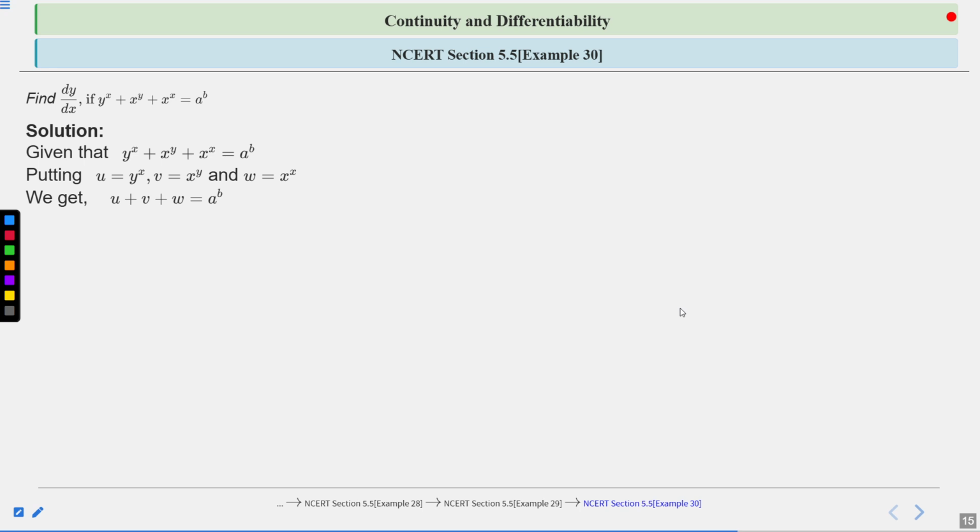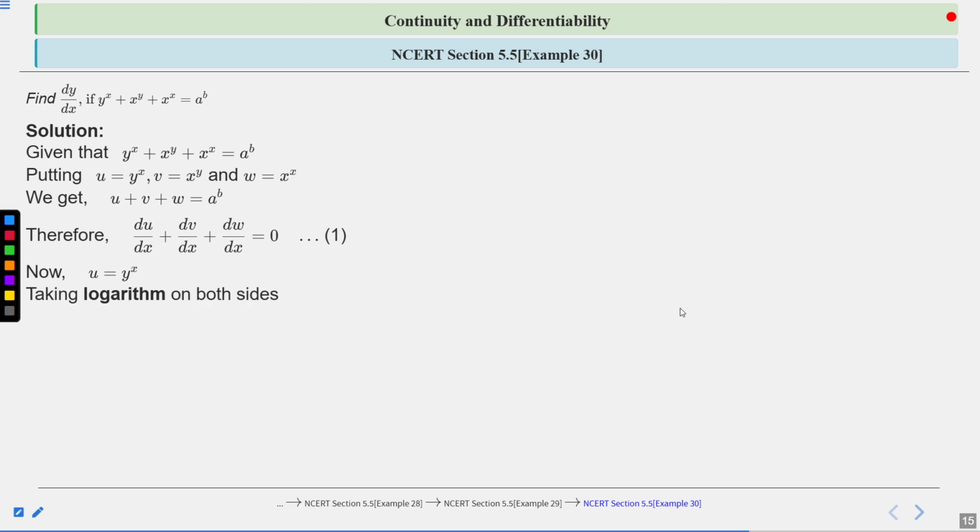Now we get u plus v plus w is equal to a to the power b, right? Therefore, du by dx plus dv by dx plus dw by dx will be equal to 0. Let us assume this as equation 1, right? Now, u is equal to y to the power x, right? U is given as y to the power x.